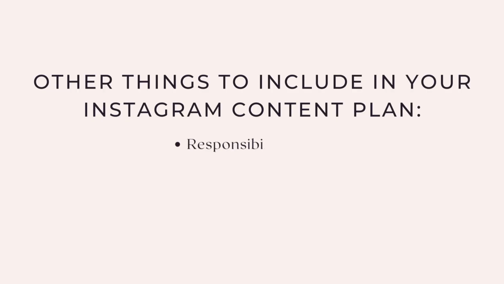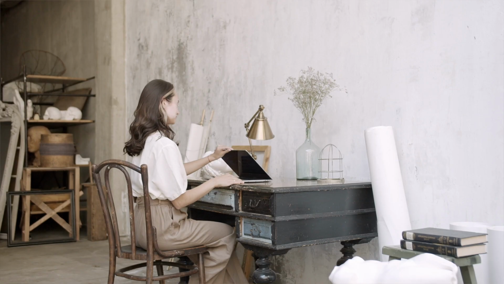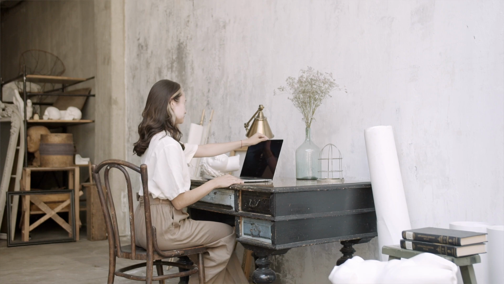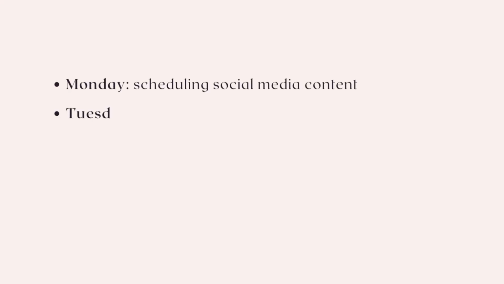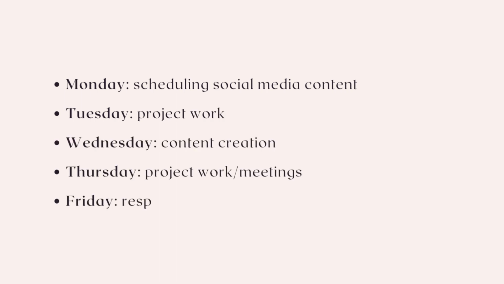There are a couple more things you might want to include in your content plan, such as responsibilities. Determine who is responsible for what if you have a team working on your Instagram strategy. If you work on your own, you might want to note down when you will be doing what. For example, content creation on Wednesdays, scheduling new content on Mondays, or responding to DMs and engagement sessions on Fridays.